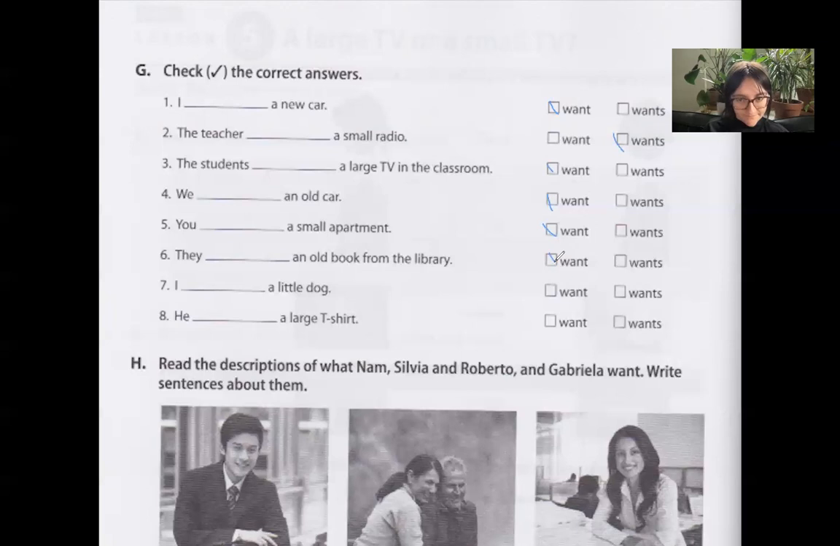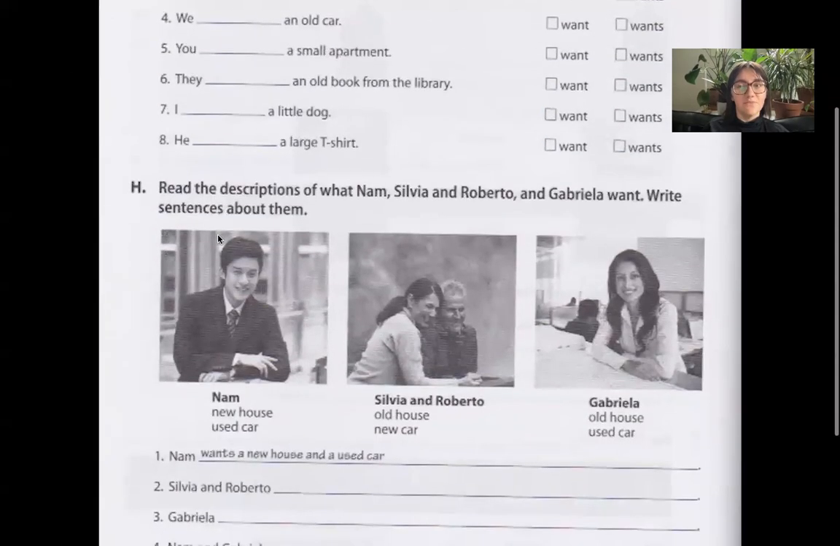I want. He wants. Okay, that was really quick and easy. I hope you're doing okay and following along and it's not super boring.